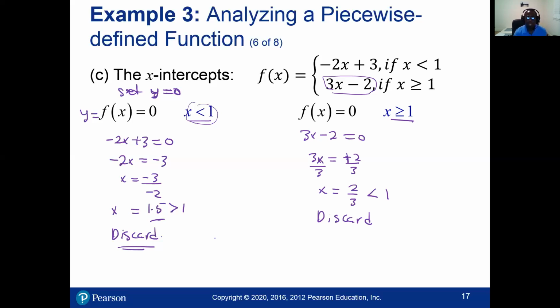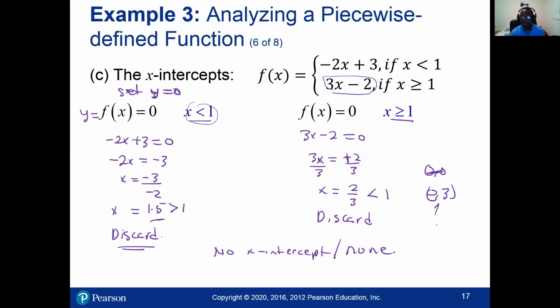Therefore, what's your conclusion? There is no x-intercept, or just say none. We'll see that in the graph in a minute. So we have x-intercept, none. The y-intercept is the point 0, 3.